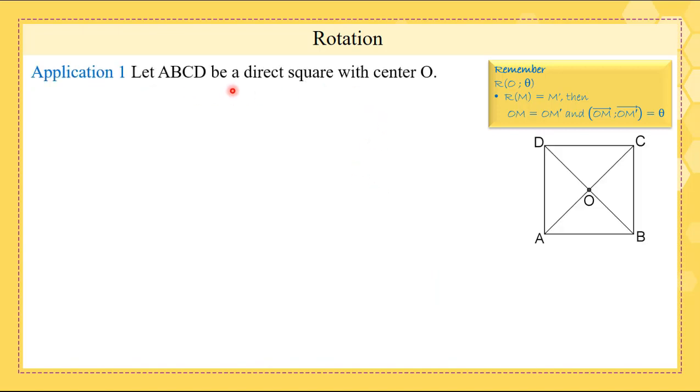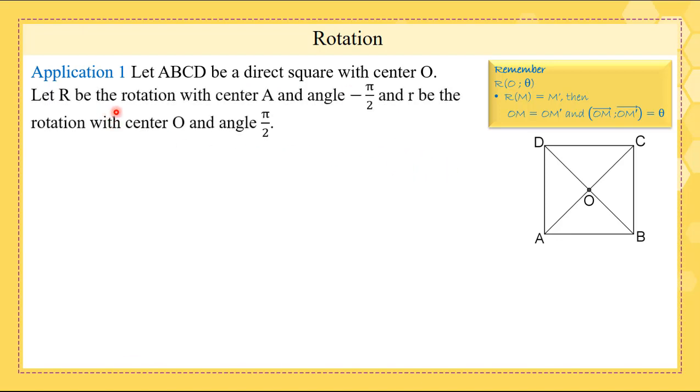Now, let ABCD be a direct square with center O. Let R be the rotation with center A and angle minus pi over 2, and small r be a rotation with center O and angle pi over 2. Now, part 1, verify that R of D is equal to B. Try to do it alone.